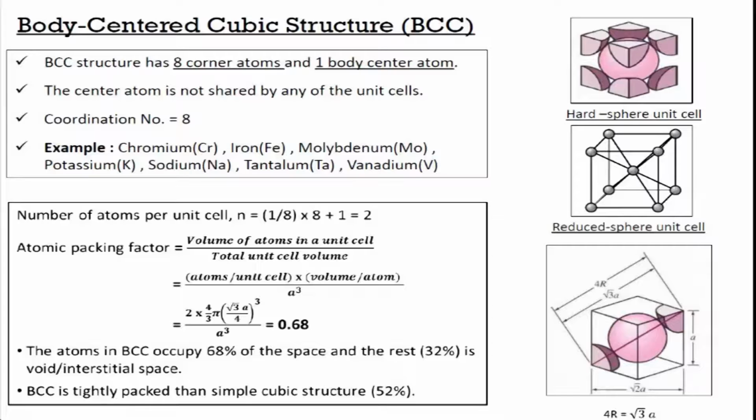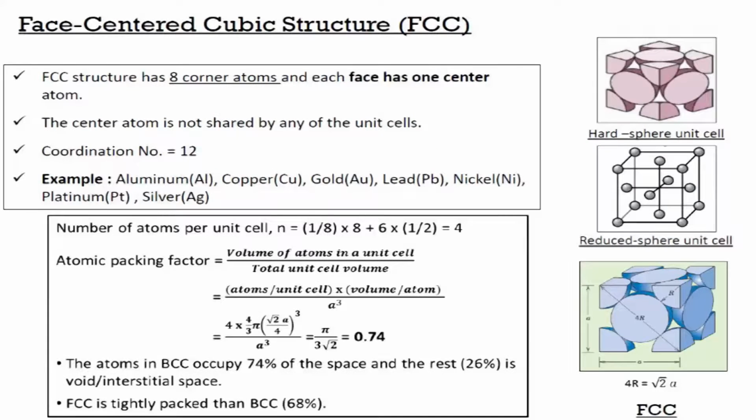That means 68% of the space is now occupied and 32% space will remain as a void or interstitial space. So, compare this with a simple cubic structure which has only 52% space. So, naturally this is a much more compact system. Let us look at another structure, and that is face centered cubic structure, FCC.